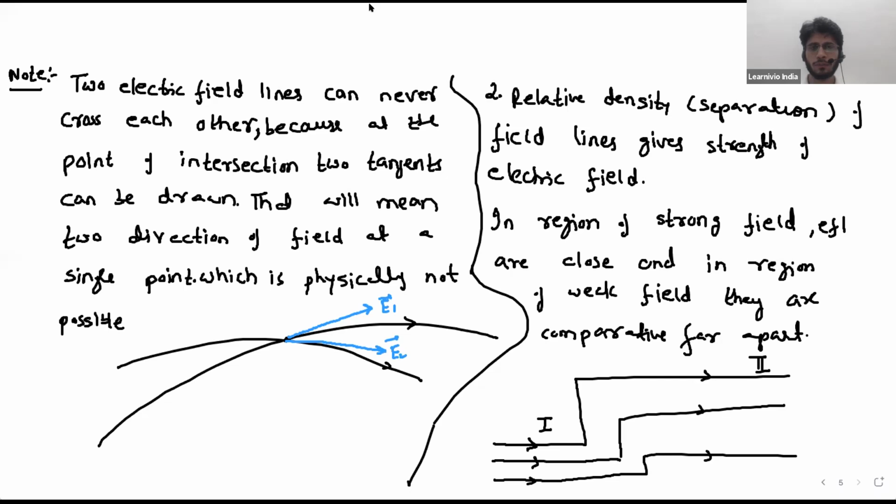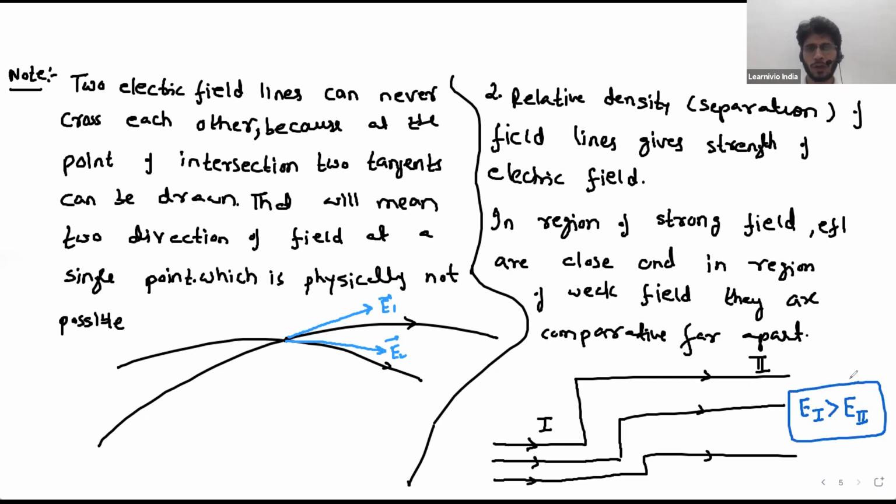Where it's closer, in the first one, it's strong. In the first one, the field lines are close. That means the field is strong. In region 2, they are comparatively far apart. That means the field is weak. So you can say the strength of the electric field in region 1 is greater than the strength of the field in region 2.